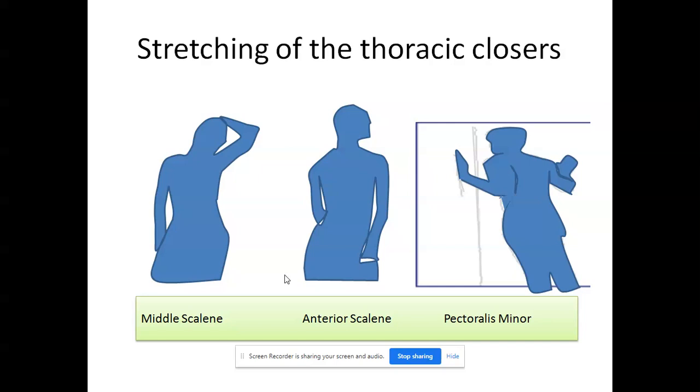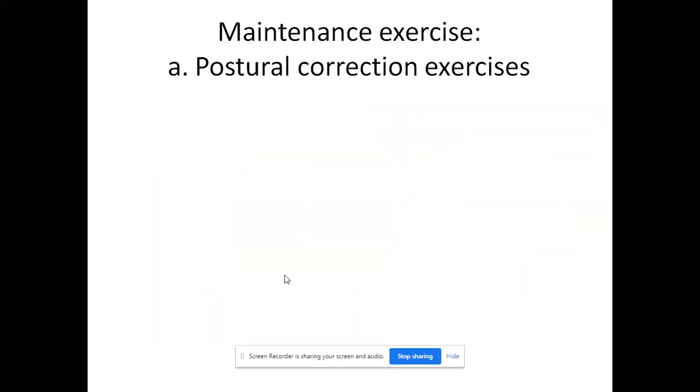Middle scalene: sit erect, contralateral side flexion is nothing but your middle scalene stretch. Sit erect, rotation, and the contralateral rotation, and then extension is nothing but your anterior scalene stretch. Pectoralis minor stretch: as you can see, the person is leaning against the wall. That is nothing but the pectoralis minor stretch. These are your thoracic outlet closers. Stretching these muscles will definitely reduce your TOS symptoms.